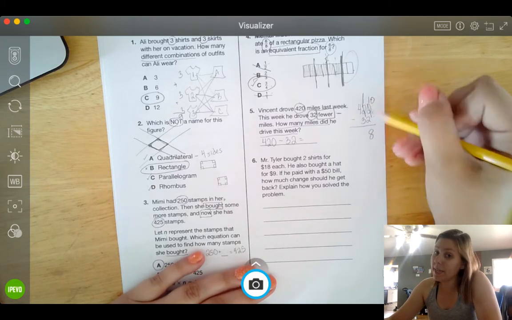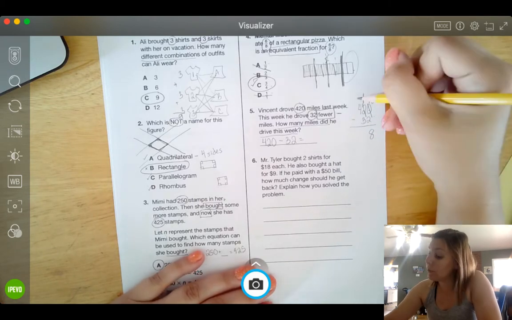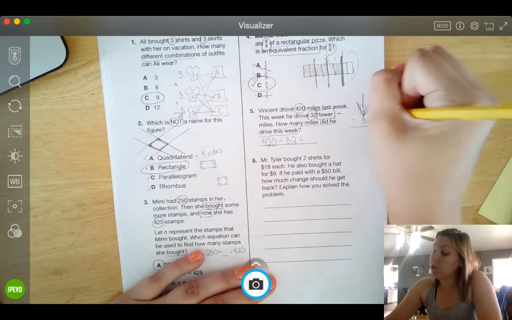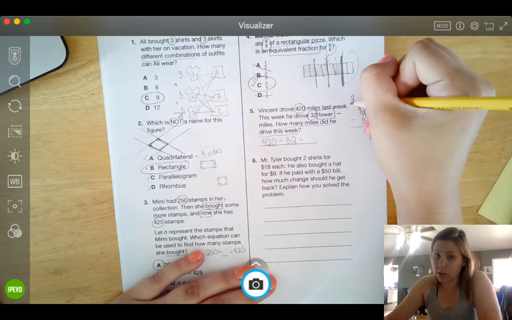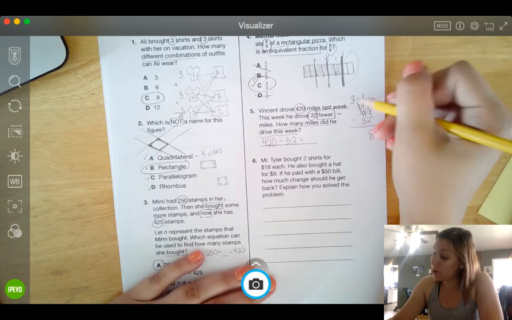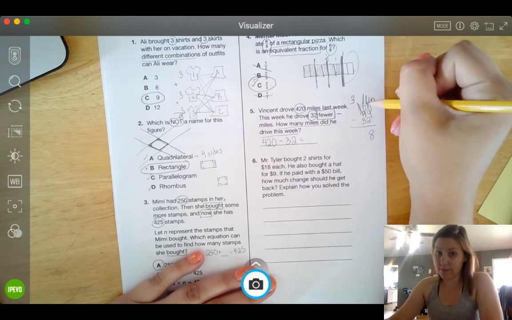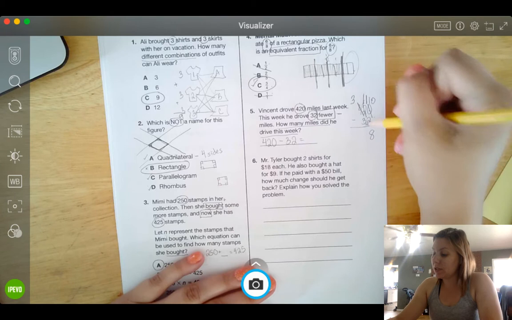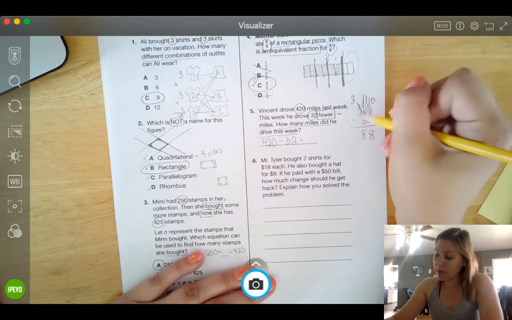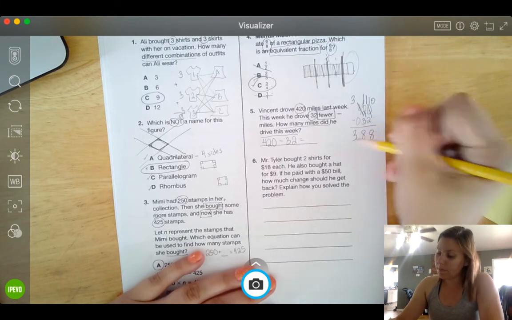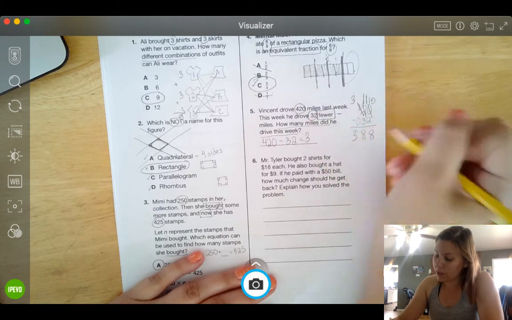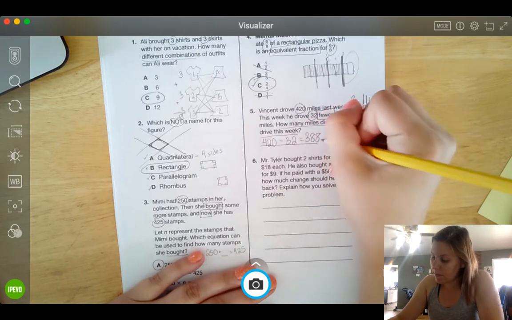I only have 1 10, so I can't take away 3. I have to borrow from the hundreds. I had 4 hundreds, but I'm borrowing 1, so now I have 3 hundreds. That 100 I borrowed turned into 10 10s. So now instead of 1 10, I have 11 10s. 11 minus 3 is 8, and 3 minus 0 is 3. So he drove 388 miles.